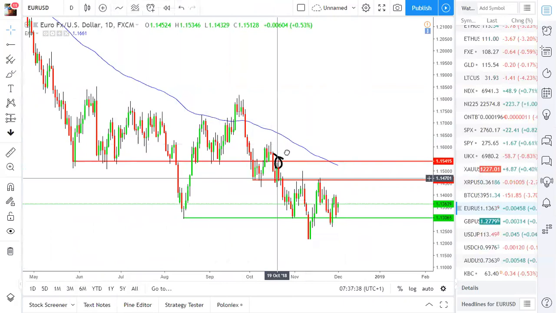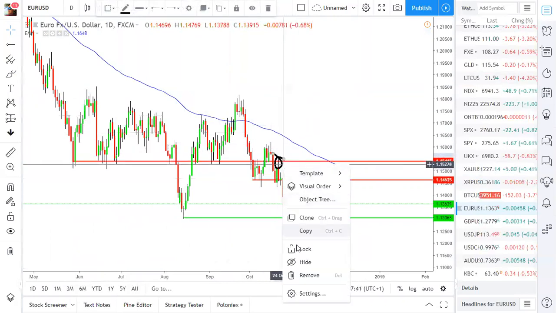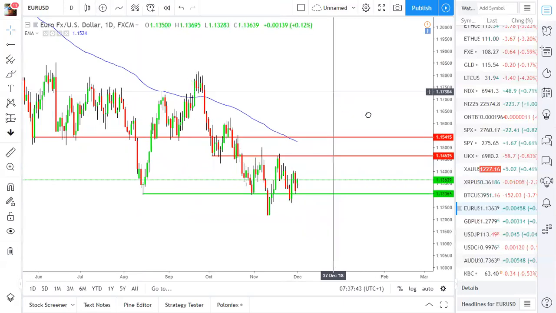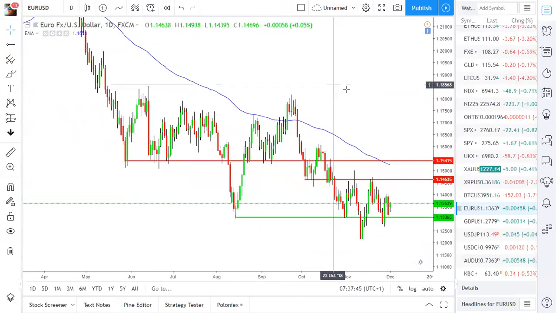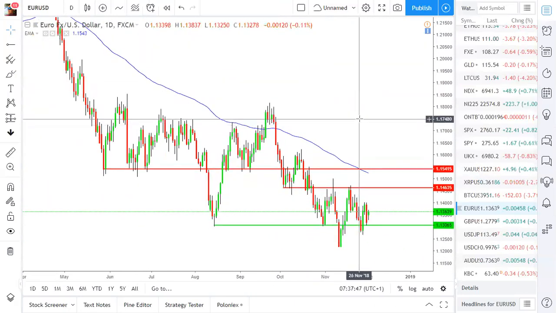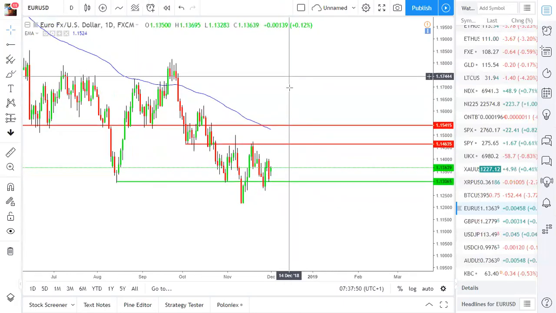As I said, I'm not going to be looking to go long on this pair, mainly because we're still in a downtrend. We're still making lower lows and lower highs. So that's it for the euro dollar.